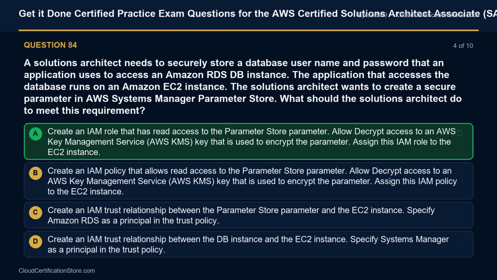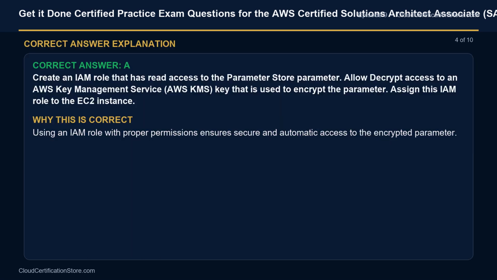The correct answer is A. Create an IAM role that has read access to the parameter store parameter. Allow decrypt access to an AWS KMS key that is used to encrypt the parameter. Assign this IAM role to the EC2 instance. Explanation. Using an IAM role with proper permissions ensures secure and automatic access to the encrypted parameter.